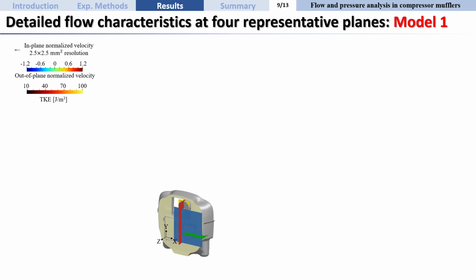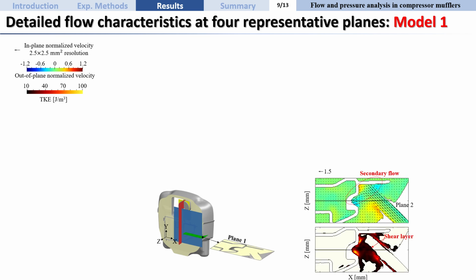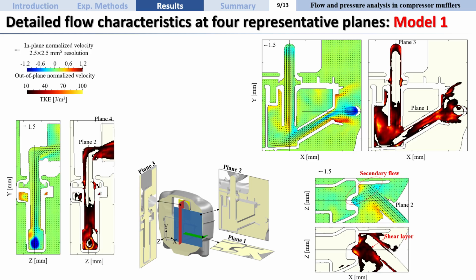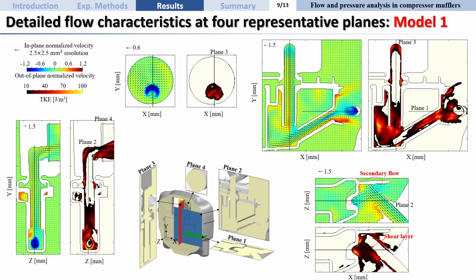To obtain deeper insight into the localized flow behavior with Model 1, we selected four representative planes. Plane 1 is located just after the inlet, plane 2 cuts horizontally across the main chamber, plane 3 provides a vertical cross-section of the upward channel, and plane 4 is positioned just upstream of the outlet. These planes allow us to analyze the complex flow structures we identified earlier in the 3D streamlines, such as the large-scale suction flow in plane 2, and in plane 4, we can see the distinct crescent-shaped high-velocity structure at the outlet.